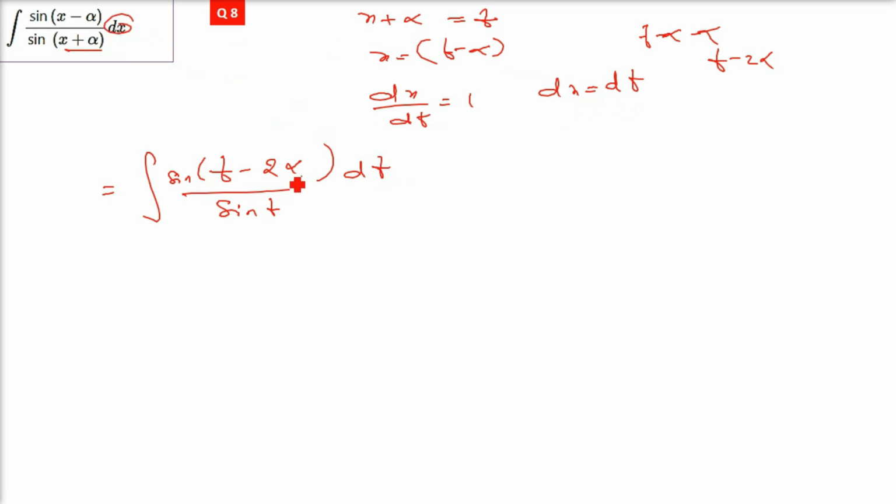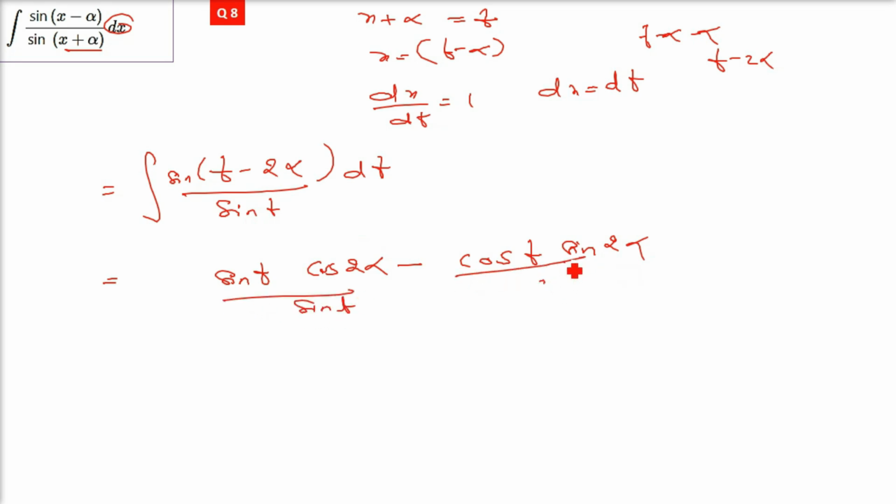Now sin(a minus b), if this formula is known to you, you can proceed with the solution. Sin a cos b minus cos a sin b. This is the formula of sin(a minus b). So now you have the denominator sin t already, so there will be cancellation on the first term. So cos 2 alpha is simply a constant. Please remember alpha is a constant.